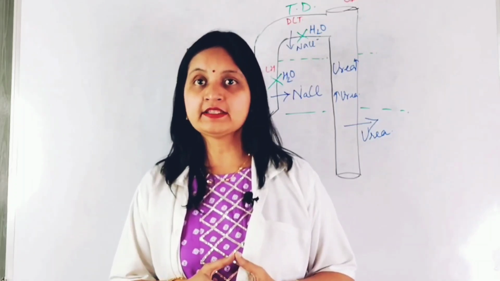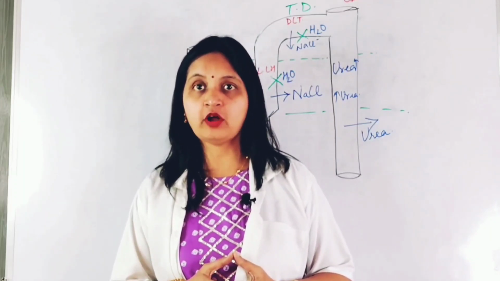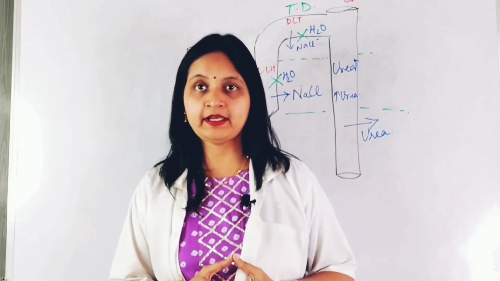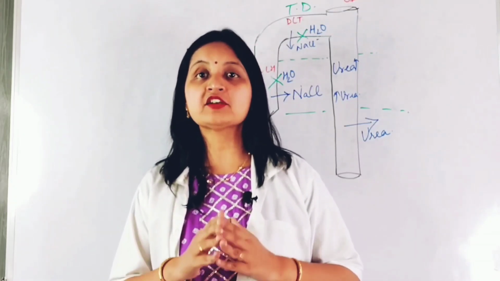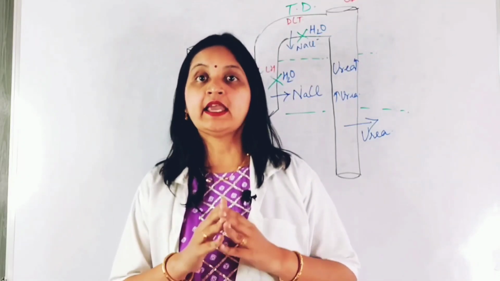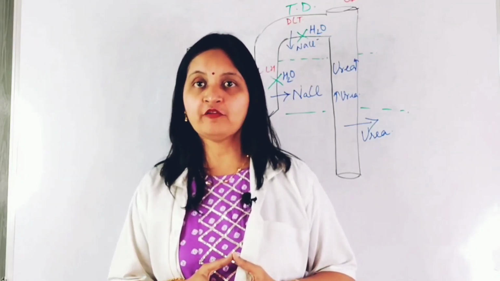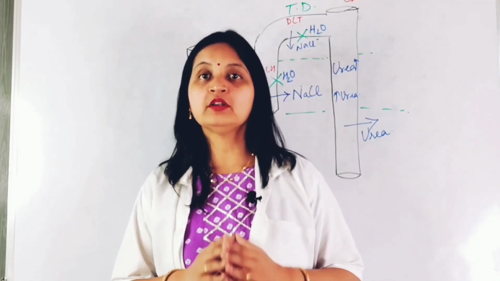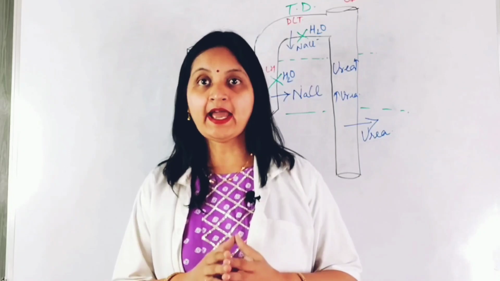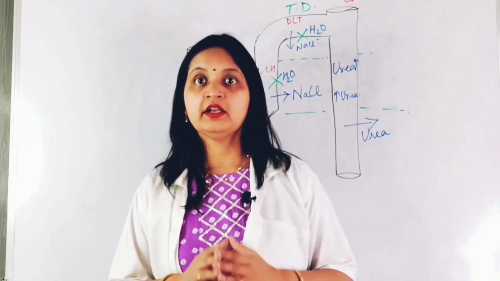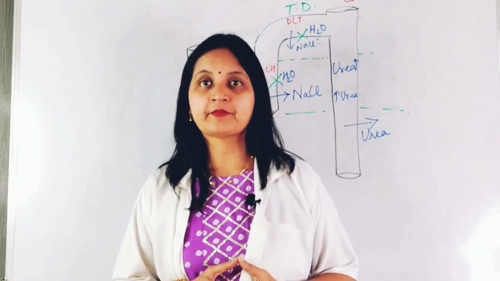Both the loop diuretics and the thiazide diuretics, acting on the ascending limb of the loop of Henle and the distal convoluted tubule respectively, cause increased excretion of sodium and chloride in urine, thus increasing the osmolarity of urine and reducing the dilution of urine. Therefore, the thiazide diuretics and the loop diuretics impair the kidney's ability to dilute the urine.